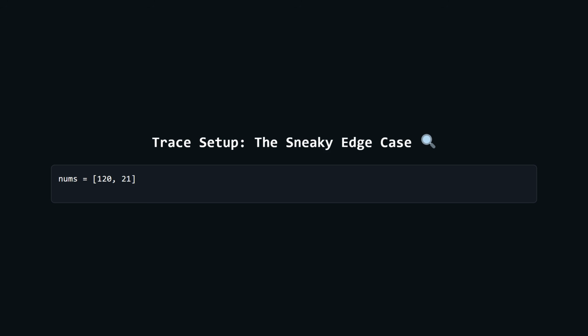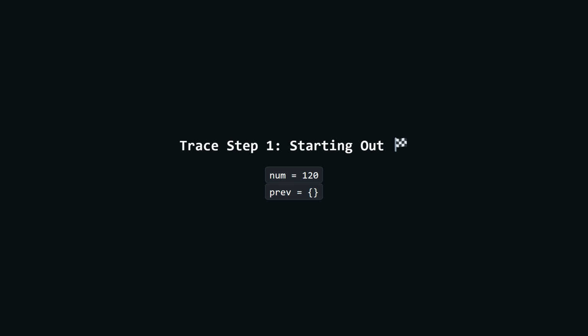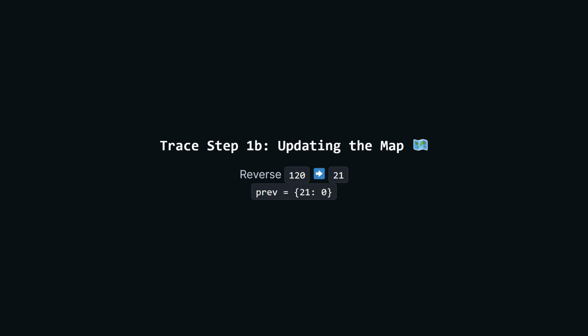To really make this click, let's visually trace through the second example, which includes that sneaky leading 0 edge case we talked about earlier. We start at the beginning. Our number is 120. Our dictionary is totally empty, so there's nothing to check yet. So we reverse 120. The 0 drops off, giving us 21. We store 21 in our dictionary and attach our current index, which is 0.